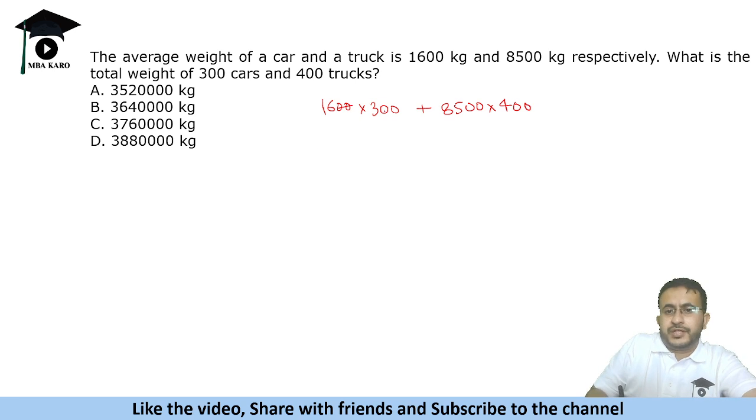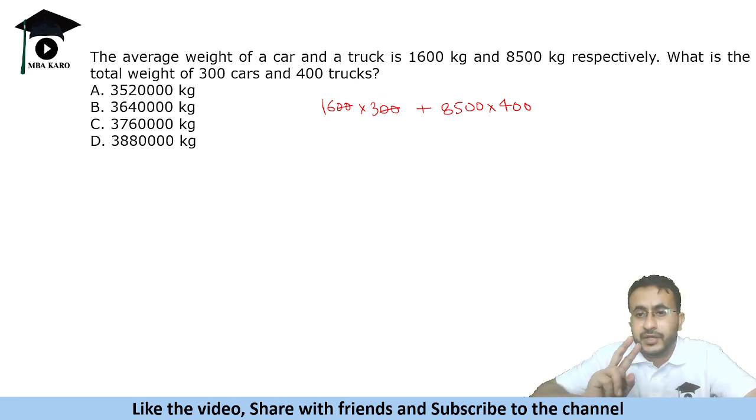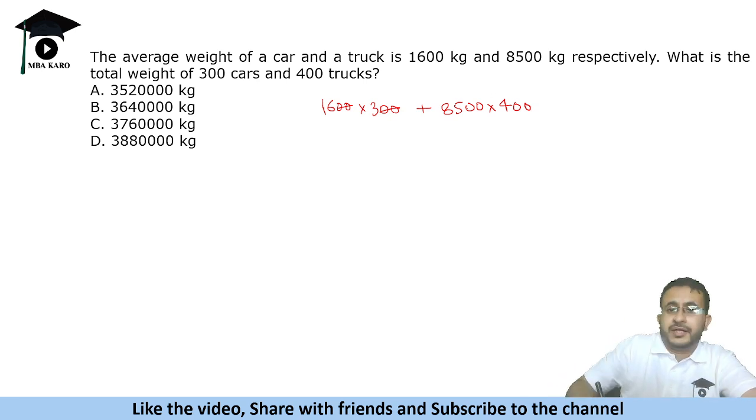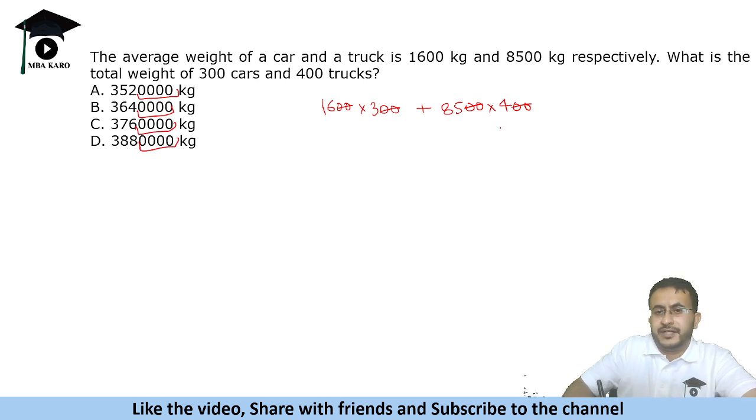Now, two zeros here, two zeros here. Remember, you eliminate the same number of zeros. If you are eliminating two zeros, you should eliminate two zeros from all. And this and this. Okay, so what do we get? We get four zeros removed. Now, if I remove four zeros, I should focus on only these digits. Like 1600 into 300 will give us four zeros in the end. Here also we will get four zeros in the end.